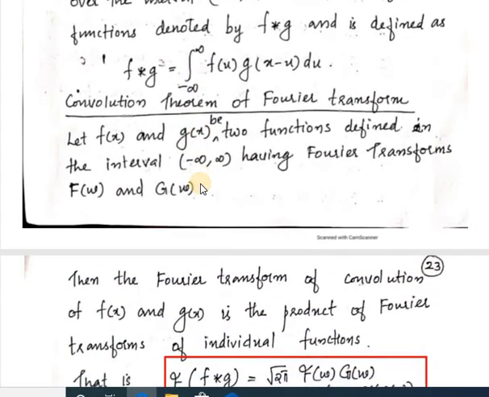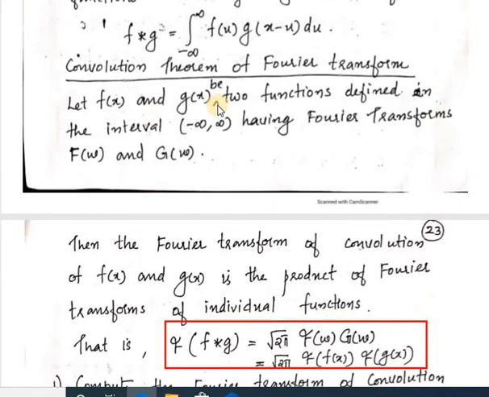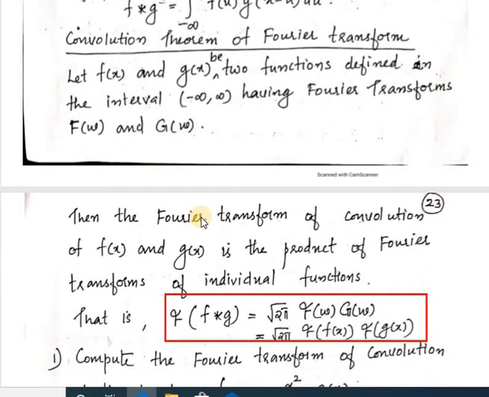Now we will define the convolution theorem of Fourier transform. Let f of x and g of x be two functions defined in the interval minus infinity to infinity, having Fourier transforms F of omega and G of omega. Then the Fourier transform of the convolution of f of x and g of x is the product of the Fourier transforms of the individual functions. That is, F of f star g is equal to root 2 pi into F of omega G of omega. F of omega means the Fourier transform of f of x and G of omega means the Fourier transform of g of x.